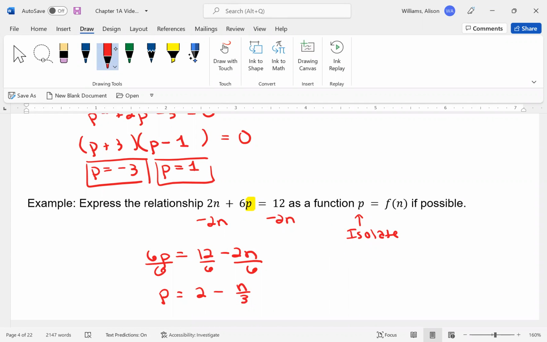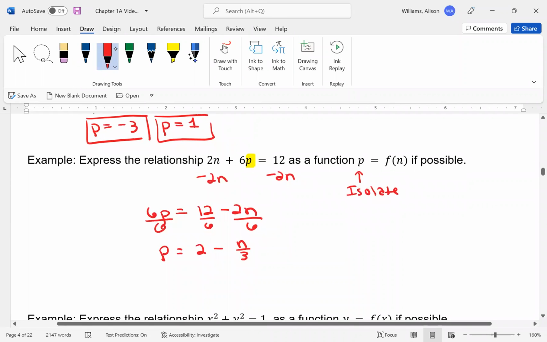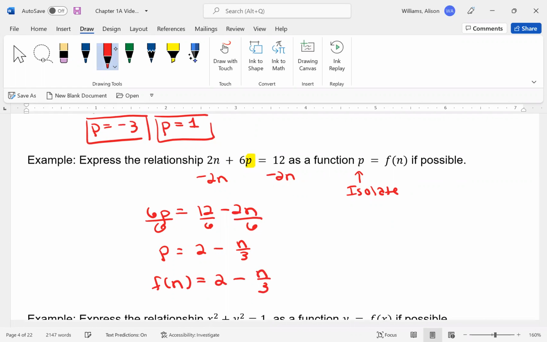But I want to write it as function notation. So as a function, then I would say f of n equals 2 minus n over 3. I did say, by the way, that n over 3 could have been written as 1/3 n, just so you know. They're the same statement. Okay. So there we go.